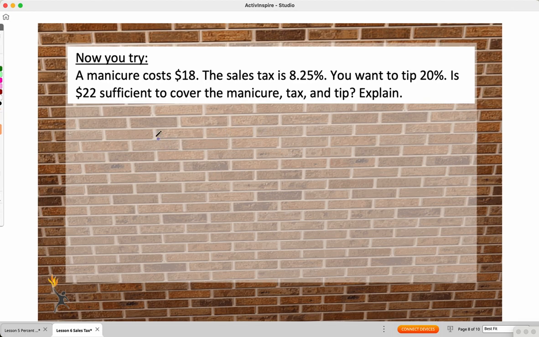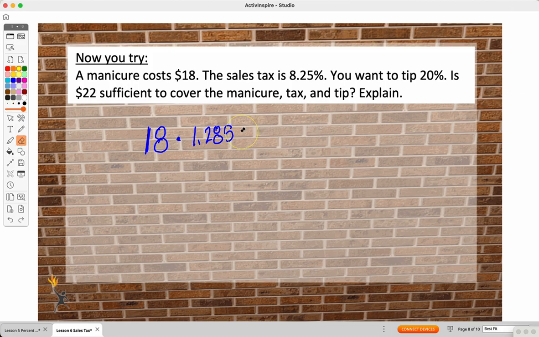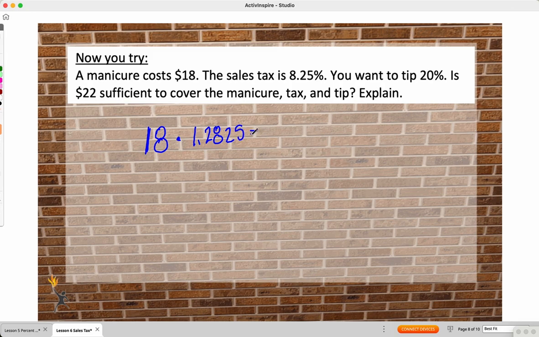All right, so let's see how we set this up. This time we're going to just bring it all into one idea. 18 times 1 plus 0.085 plus 0.20, so it's going to be 1.285. Oh, I did that wrong. I apologize. It's not 1.285, it's 1.2825. There we go. And I'm going to figure that out, 18 times 1.2825, and find out that that's going to be $23. And now this one has 23.085.